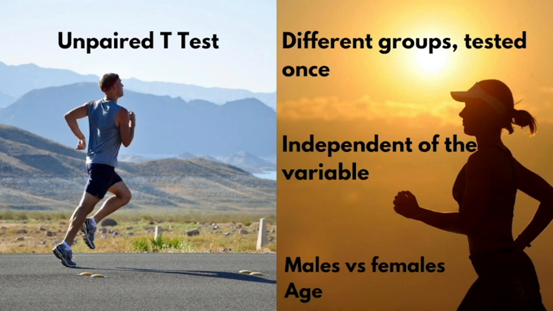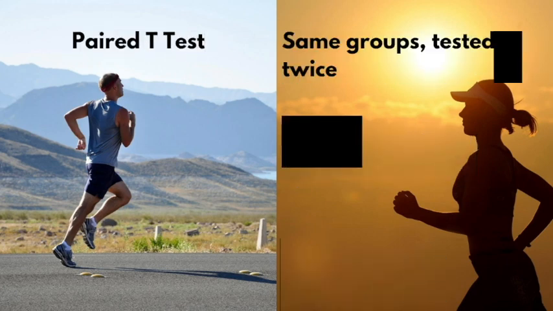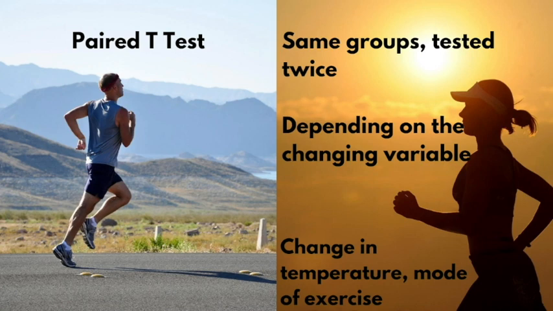Or you might choose to do a paired t-test. And a paired t-test is the same group tested twice. And what we're depending on here is the changing variable. So examples here, and examples that I've done with students in the IA, particularly living in hot countries, is a change in temperature. So your group of students could perform something inside in the air conditioning or on a cold morning in the winter, and then you do the same exercise with the same group of people in a hot climate, 35 degrees Celsius plus.